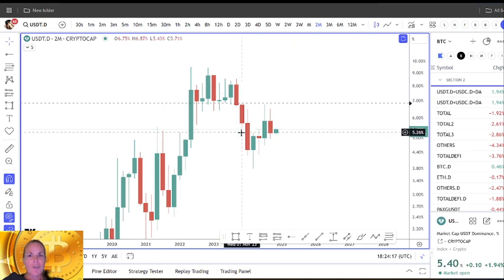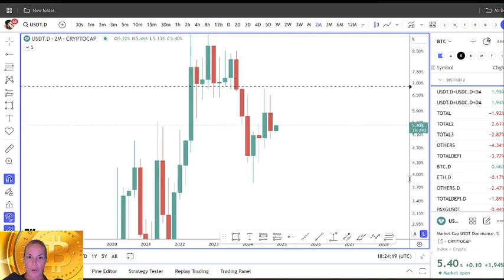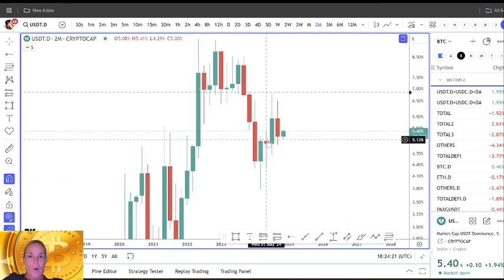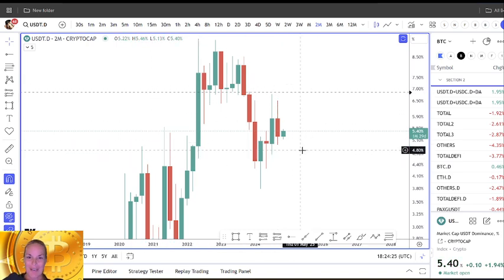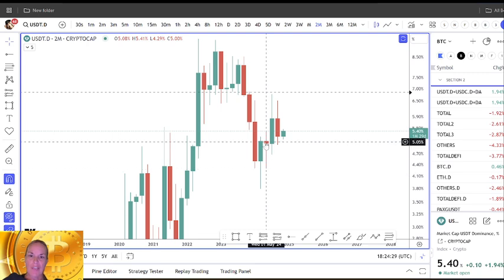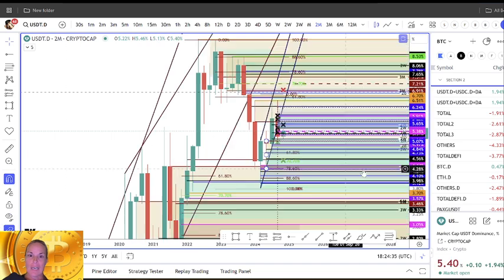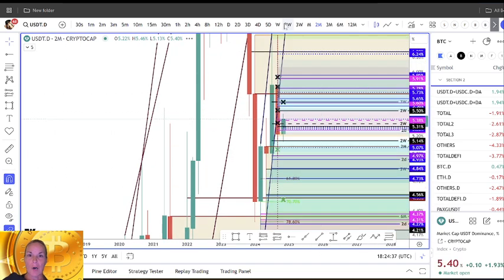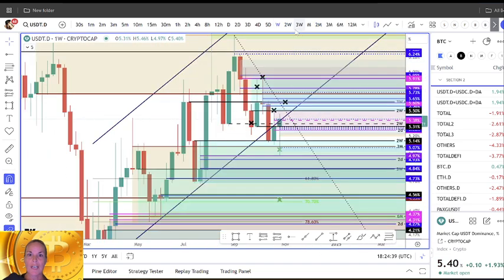So US dollar dominance, which is obviously the one I follow the most. We had this 2 month demand I was looking for. I've taken my drawings off just because it's too messy on the high time frames. We were looking for that tap onto the 2 month demand here for another push up, which is what we've got. That's been marked out for a while, so I hope you've been watching that.